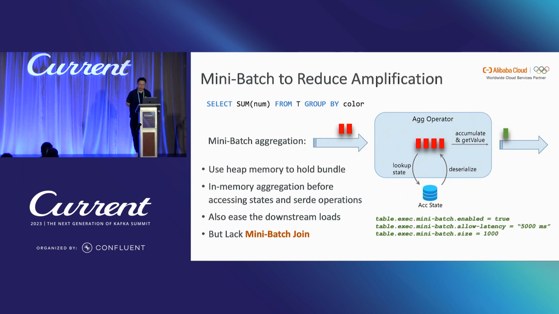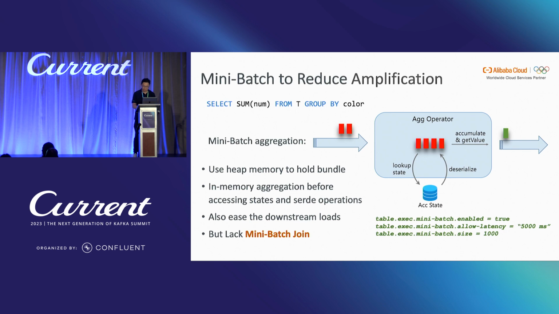So how to resolve this problem? I think you can use mini-batch to resolve this problem. What is mini-batch processing? The default model of Flink SQL is calculation for each record. Instead of that, mini-batch will buffer the records in heap memory to hold the bundle.